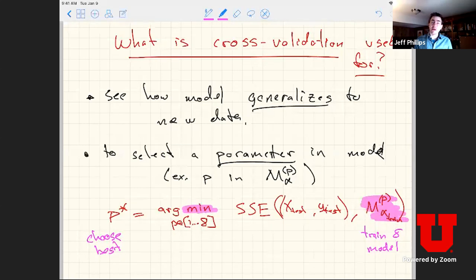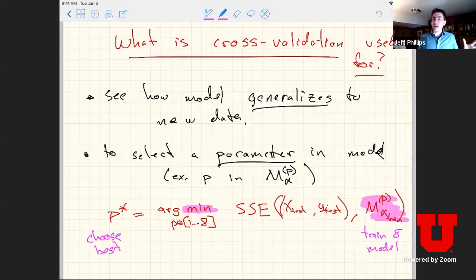The minimum score with that model, based on the test data which I held out, then I would choose that argument, right? Arg min chooses the argument of this. I choose the value p. Okay, so I can choose the best parameter doing this. Right, so these are the two uses.